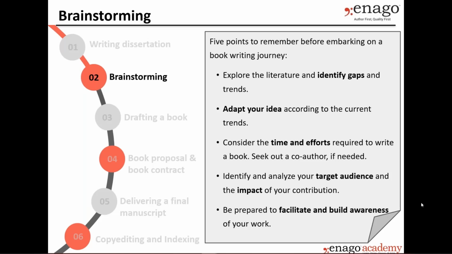Then the next point is brainstorming. The hardest part for many aspiring authors is to brainstorm for an idea that can be crafted into a compelling book proposal. So there are basically 5 points to remember before embarking on a book writing journey. First, explore the literature and identify gaps and trends. Adapt your ideas according to the current trends. Consider the time and efforts required to write the book, seek out co-authors if needed, identify and analyze a target audience and the impact of your contribution. Be prepared to facilitate and build awareness of your work.